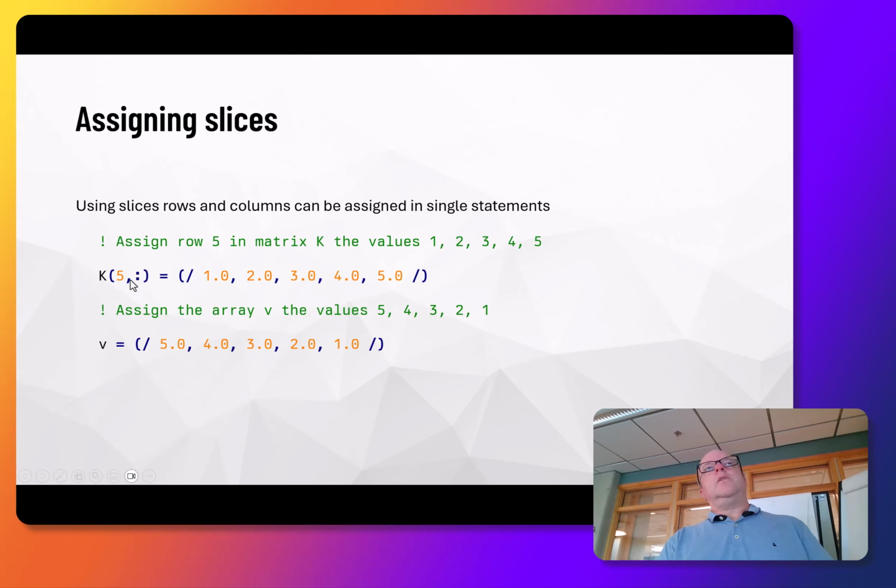If you want to assign a single row in an array, you can do K(5,:) and then have this notation here. So you can have 1, 2, 3, 4 in separate rows and assign them like this. It looks kind of nice in code.